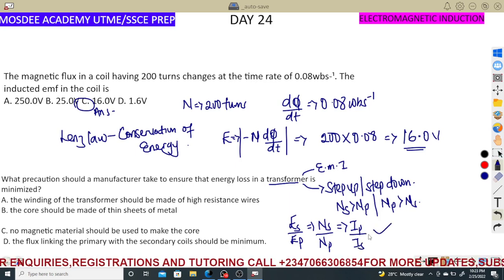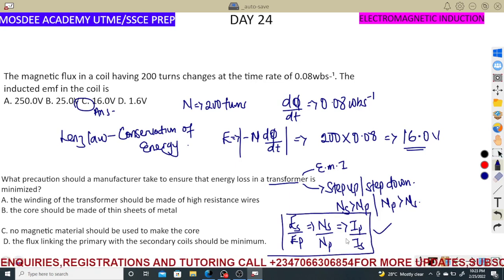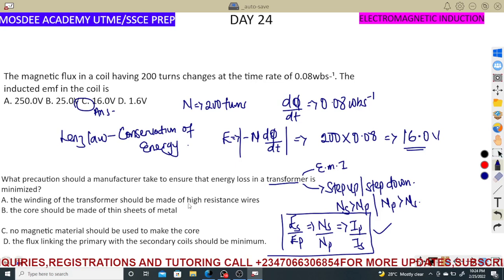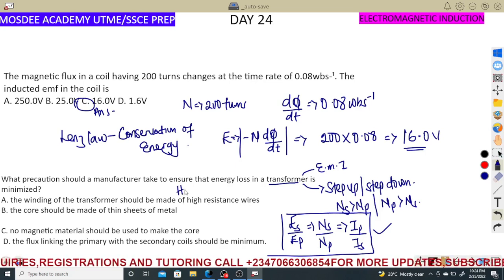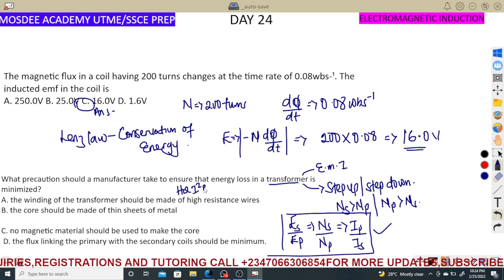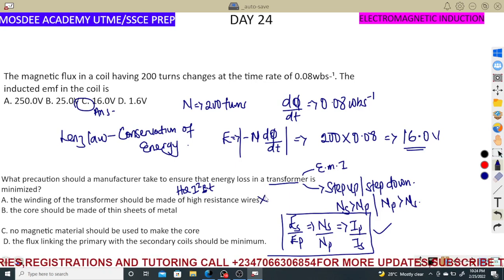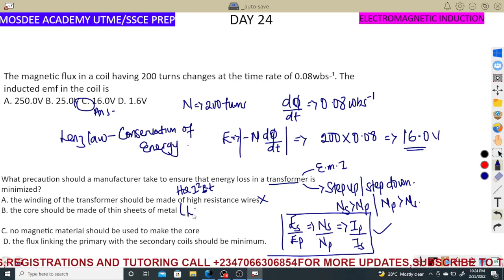So please take this short formula. It's an important formula. When you see me writing a formula, I tell my students in offline classes that it is very, very important. So what precautions should be taken to ensure minimal energy loss in a transformer? The winding of the transformer should be made of high resistance wire? How would you make it high? You have talked about Joule heating, which is proportional to I squared Rt. If resistance is high, the heating effect will be high, so energy loss will be high. That is the dissipation of heat, Joule's heating effect. The core should be made of thin sheets of metal. That is lamination of the core.